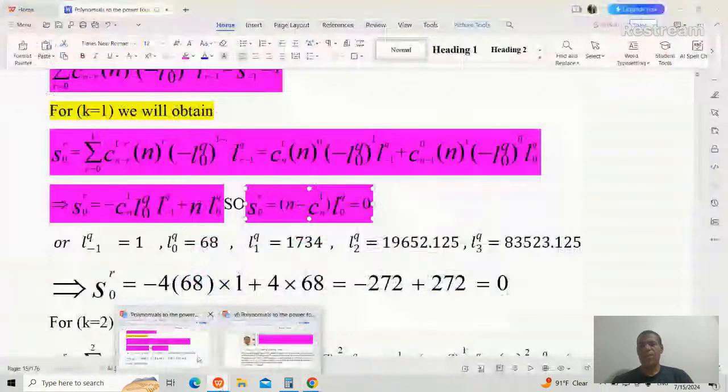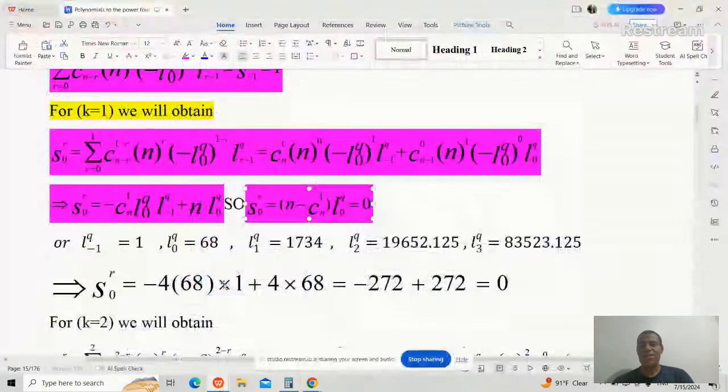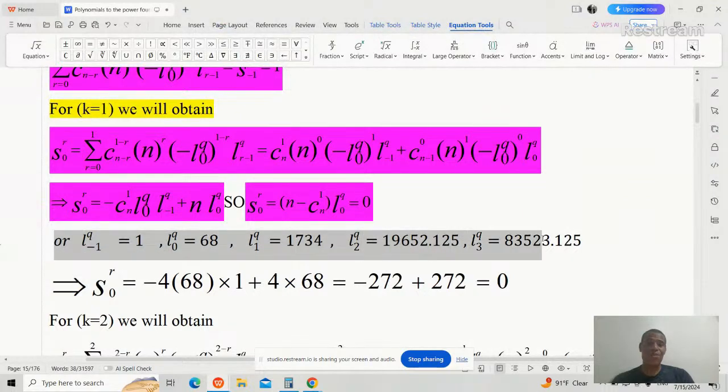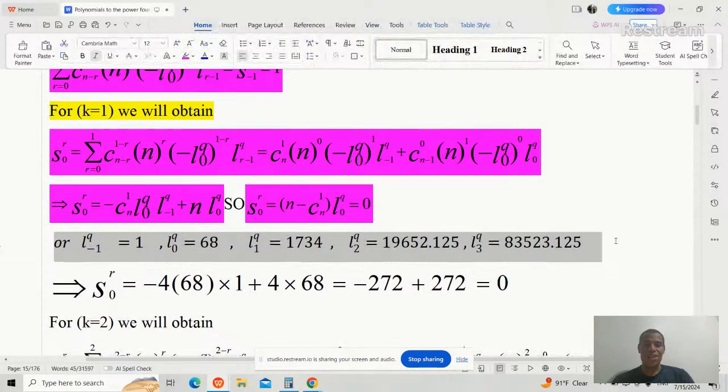Learners, we said that I will now replace L0 of Q with 68, and combination n choose 1, where n is 4, so 4 choose 1 is 4, times 68 times 1, because L minus 1 of Q is 1, plus 4 times L0 of Q, which is 68. Here you can use a calculator, and if you don't like to calculate it, it's okay, because it's equal to 0. No need to, but just to prove that it's equal to 0 for you.